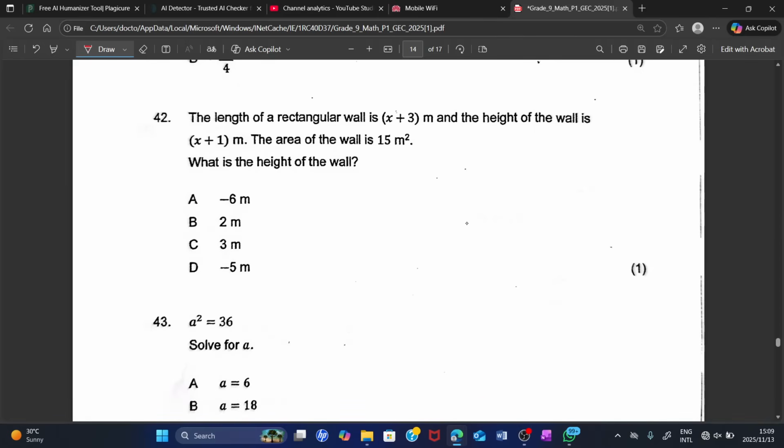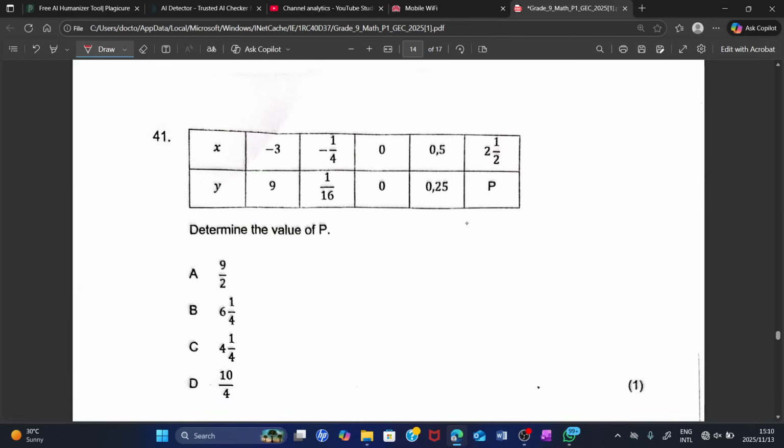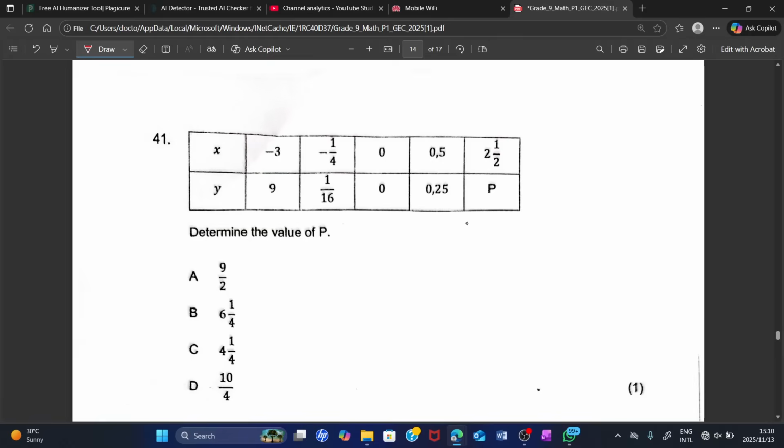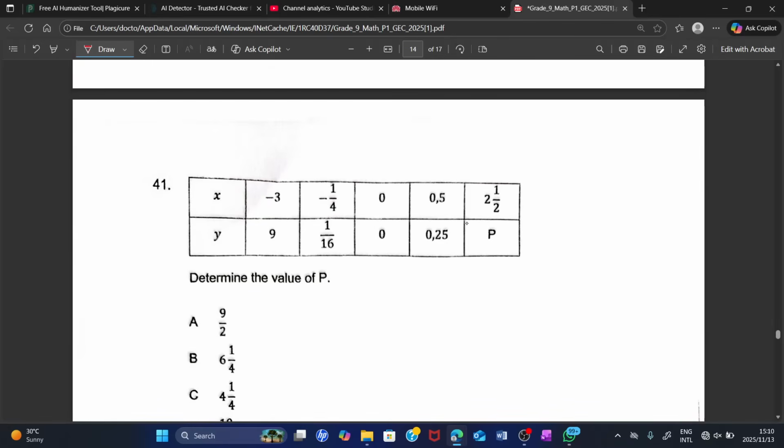That's it, learners. I think we are moving. Determine the value of P, if that is what we are having. Okay, so is there any expression that is given? No, so that is what we are having there. So we're being told that minus 3 is giving us a 9.